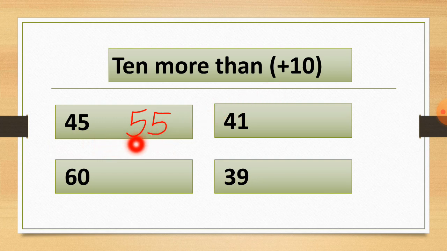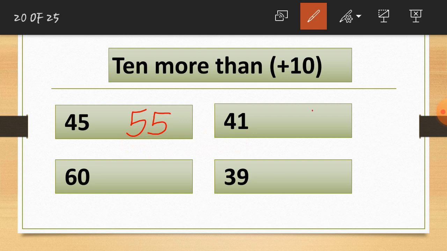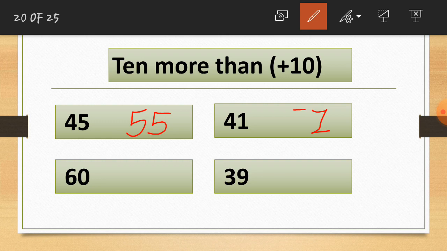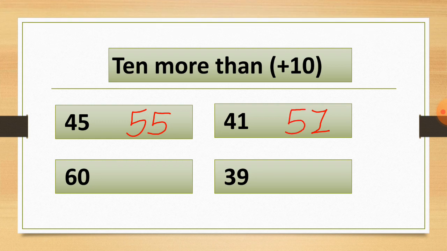Hope this concept is clear to you all. Let's take one more example, which is 41 here. In the ones value there is 1, so we will write this 1 as it is. And we will add one in the tens place, which is 4. So 4 plus 1 is equal to 5. So we will write 5 in the tens place. So here our answer is 51. You can see how easy it is.